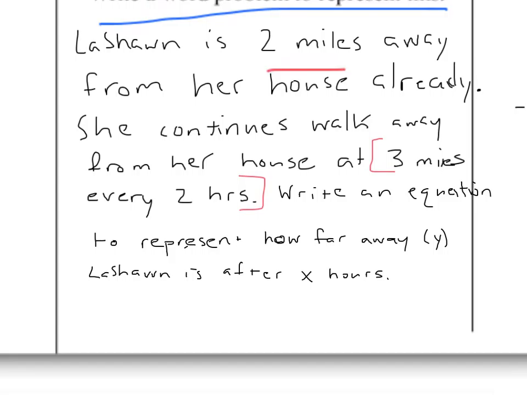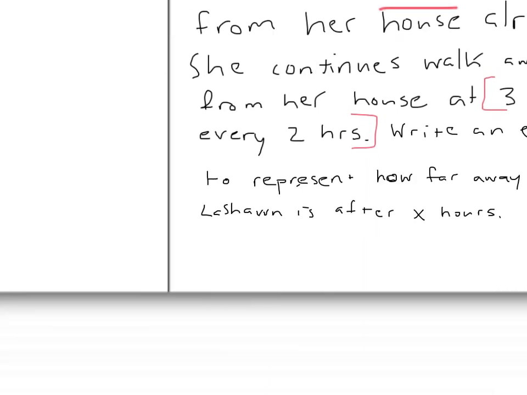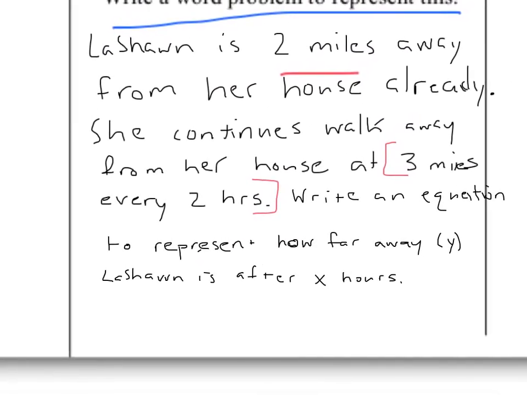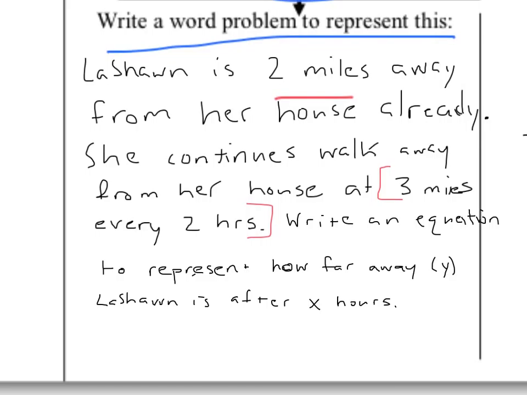So notice my strategy there. My strategy was to give some units to my x and y, go ahead and label all of my units on my equation, and then I go through and I start to form my story. That's how I go about doing it.